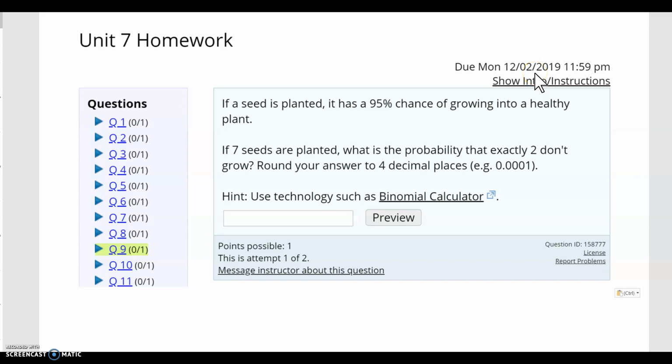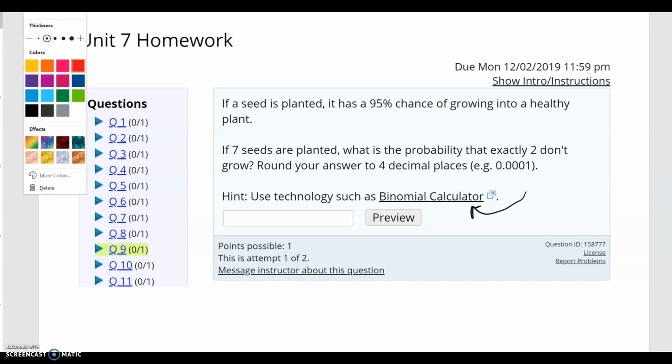For this question, you can see that I have a link to this binomial calculator. I want to make sure that you use that. There is a way to do it by hand, but you'll see that that can be very challenging. All right, so what is the information we need to know in this question?